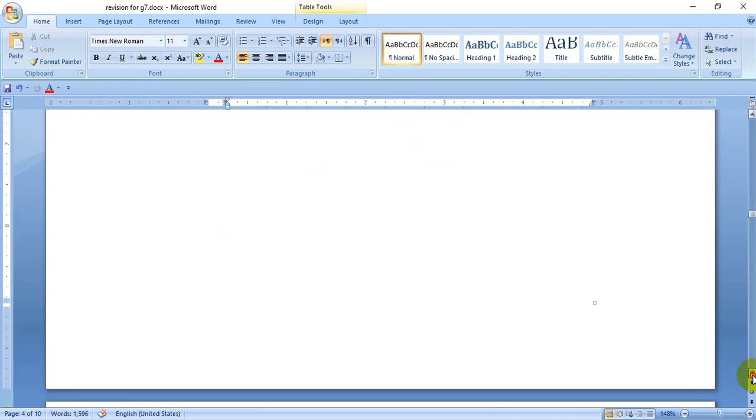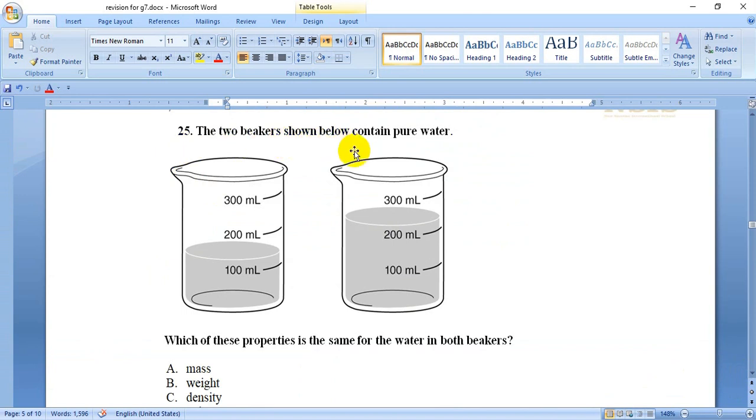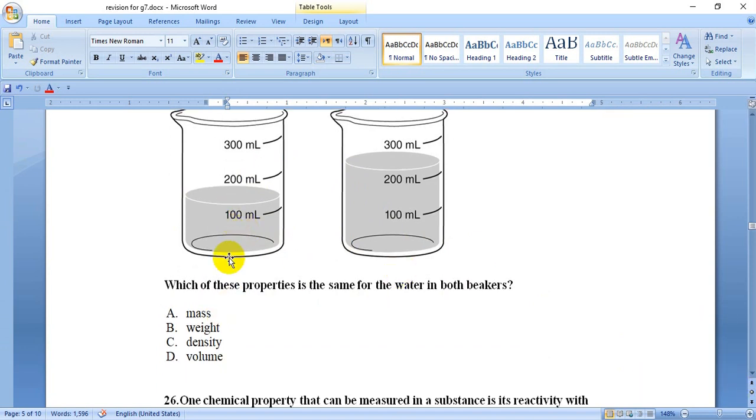Question 25. The 2 beakers shown below contain pure substance. We have in the 2 beakers pure substance, we have water. Which of these properties is the same in the 2 beakers? Both of them have the same mass? Of course no, because they don't have the same amount of water. They have the same weight? Of course no, because if they have different mass, they will have different weight.